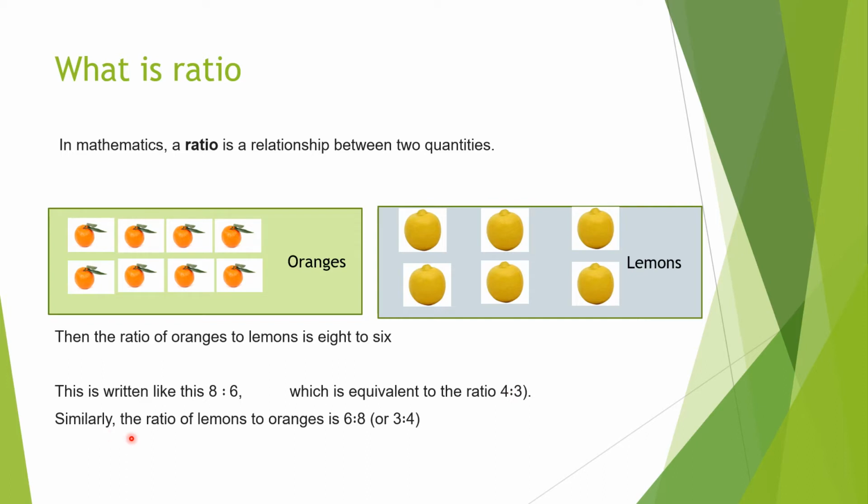Similarly, the ratio of lemons to oranges is 6 to 8. We get the 6 to 8 because in this case we put the lemons before the oranges. And we work the question and simplify the answer just as we did in the first. Hence we have 3 to 4. 2 into 6 goes 3, 2 into 8 goes 4, and we keep the colon. Now let's move on to an example.